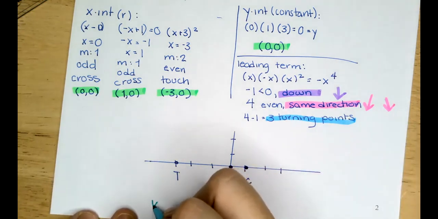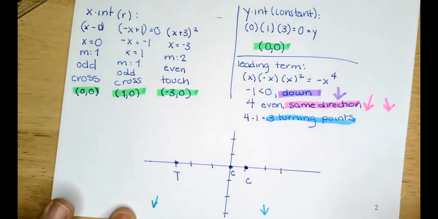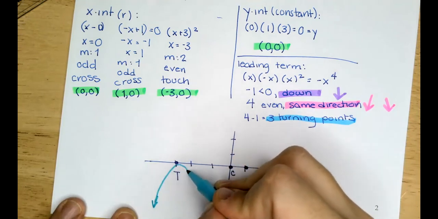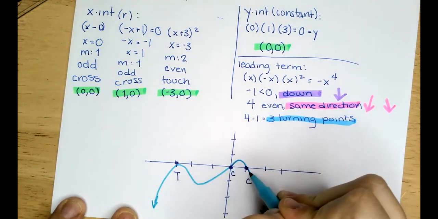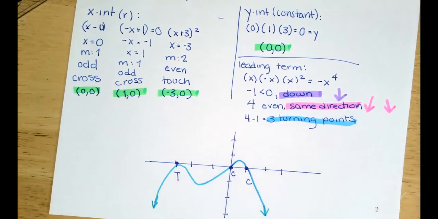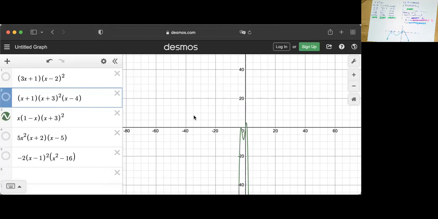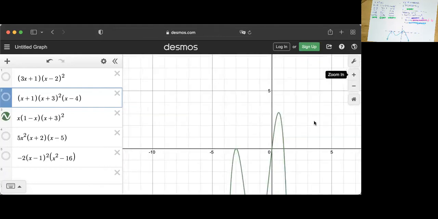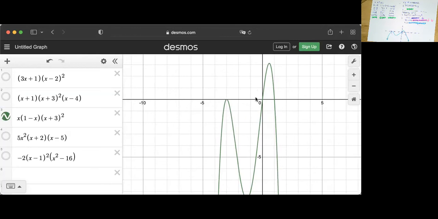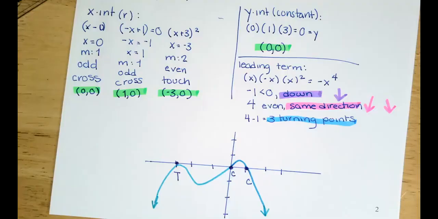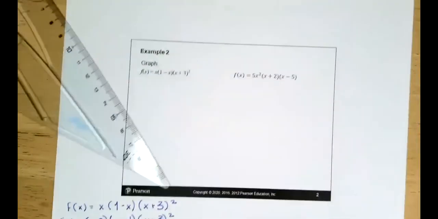Oh, sorry, they're both going down. I'm going to start here, just touch here, cross here, come back down. Let's see if Desmos agrees. So it touches at -3, crosses at 0, crosses at 1, goes down, and has 3 turns. Very good. All right, next example.